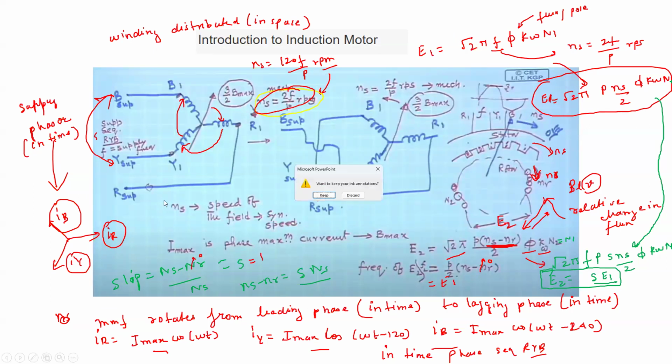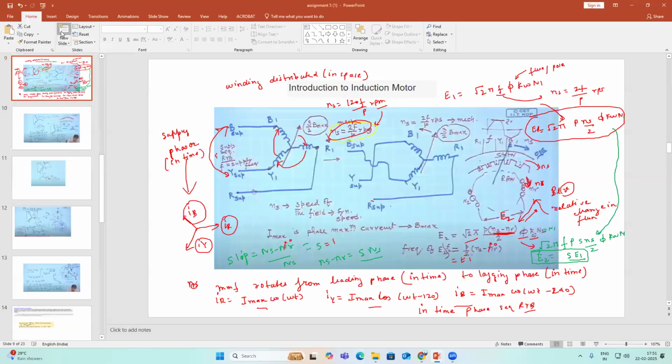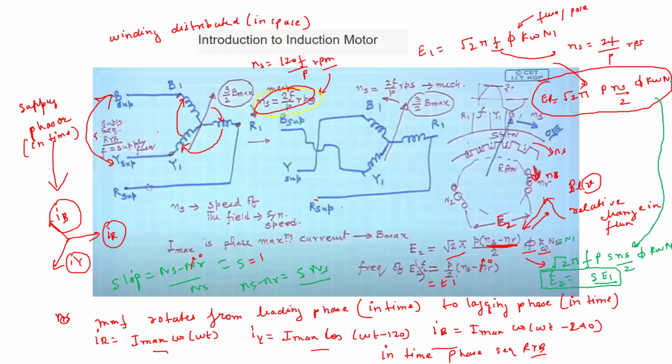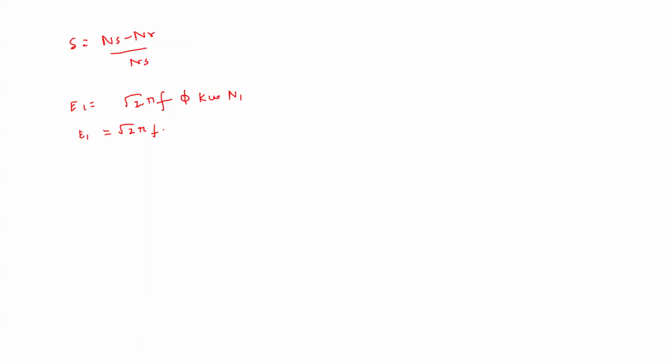I'll put up a slide again because it is very messy. So I'm writing the things clearly here. First thing is slip, which is (Ns minus Nr) by Ns. E1 is root 2 pi f phi k omega N1, let us say. And this can also be written as root 2 pi f, where we replace f by p Ns by 2 phi, k omega N1.